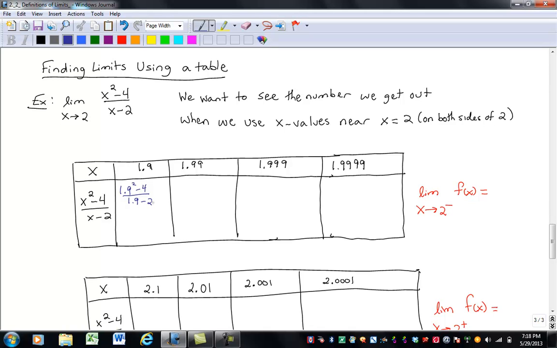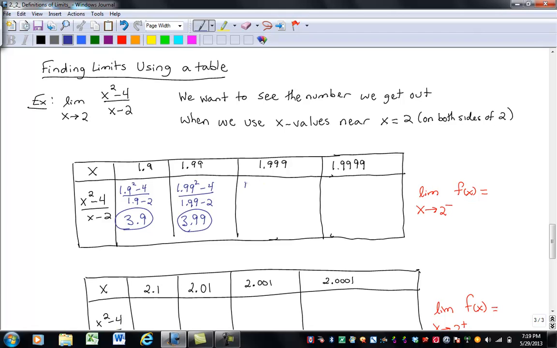So let's do this first one. We'll put in 1.9 squared minus 4 divided by 1.9 minus 2. When we type that in, we get 3.9 as the answer. Now we're going to put 1.99 in there. So 1.99 squared minus 4 over 1.99 minus 2. So you type that into your calculator, and you get 3.99.